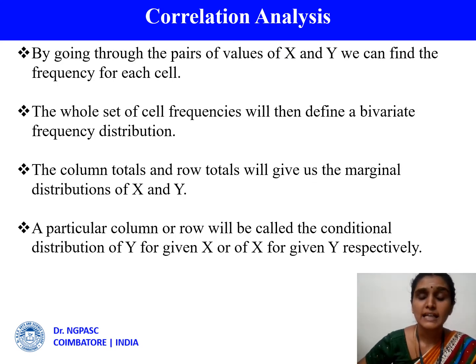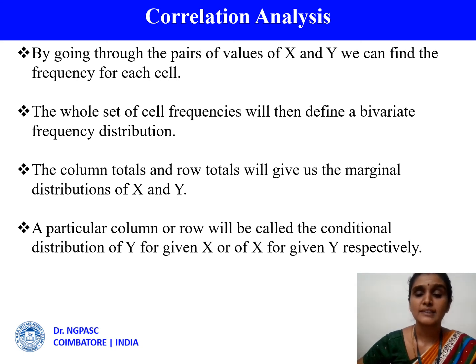After classifying the class intervals for x and y, by going through the pairs of values of x and y, we can find the frequency for each cell. For example, there are four set of values which lies between the interval x is equal to 0 to 10 and for the interval y from 10 to 20. Then we have to write the entry 4 in the cell which represents the class interval of x as 0 to 10 and the class interval of y as 10 to 20.